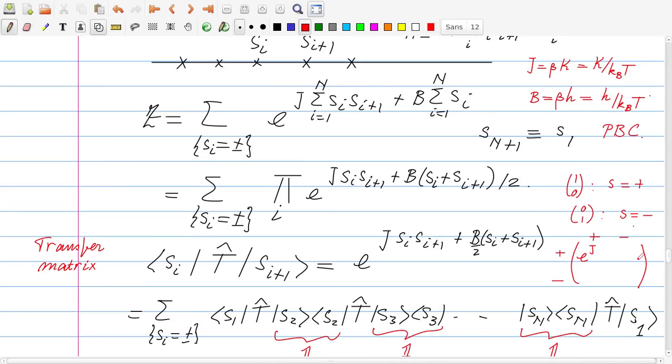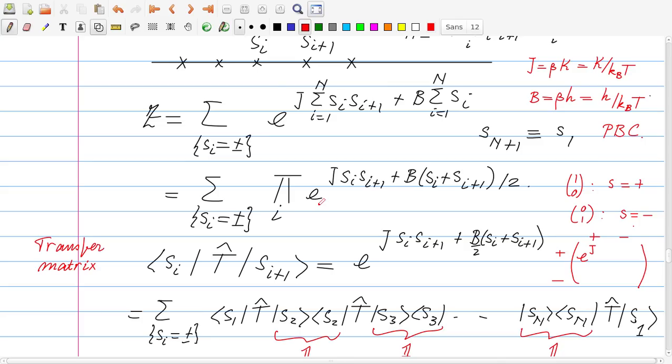Now I can rewrite this as follows. First of all, I see that there is a sum over i in both terms in the Hamiltonian, and I can put that sum in front of the exponent, and then it turns into a product. So I now have a product over i.